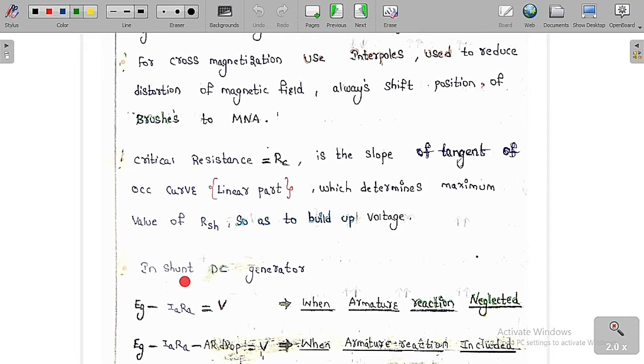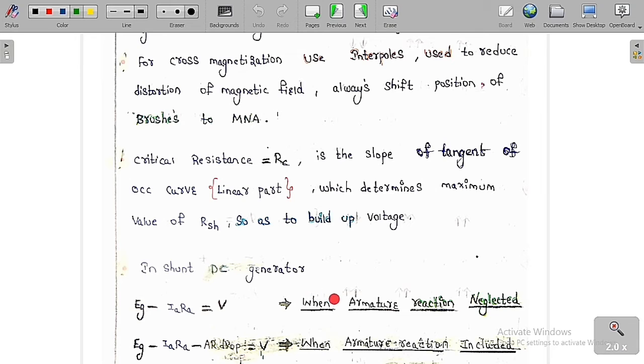In a DC shunt generator, Eg minus Ia Ra is equal to V, which is called the terminal voltage. So generated voltage minus armature drop is equal to terminal voltage when armature reaction is neglected. If you take the armature reaction drop, Eg minus Ia Ra minus armature reaction drop is equal to terminal voltage when the armature reaction is included. So because of armature reaction, the terminal voltage further decreases.